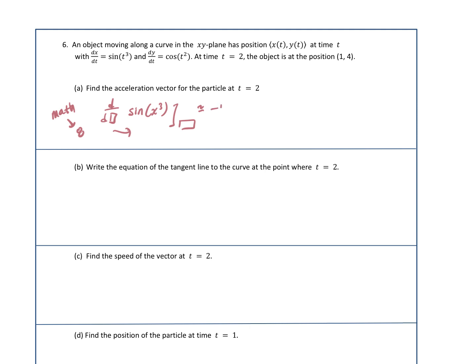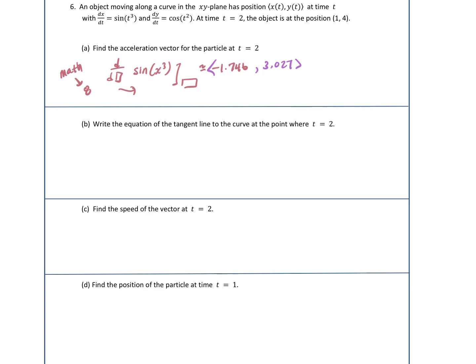So you're going to get negative 1.746, and then you're going to come back and do the same exact thing for the y component, okay? And when you do that, you're going to get 3.027, okay?